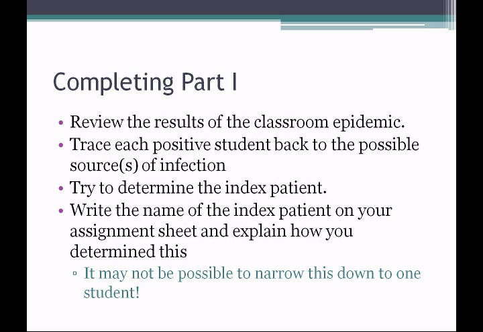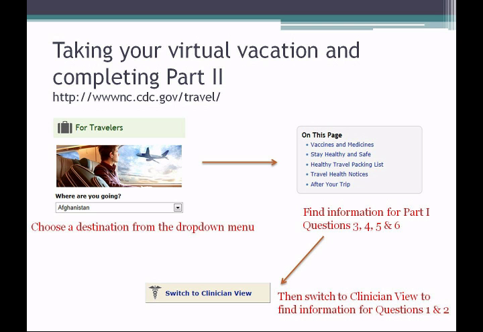For the second part of this assignment, you're going to take a virtual vacation. You're going to go to the CDC's website, cdc.gov/travel/, and on this website you're going to have a variety of destinations to choose from. Pick wherever you might be interested in going. Maybe it's someplace that you've always dreamed of going. Maybe it's someplace a loved one is going to go soon, such as Afghanistan. You'll see there's a drop-down menu on this website, and you can choose a destination from this drop-down menu.